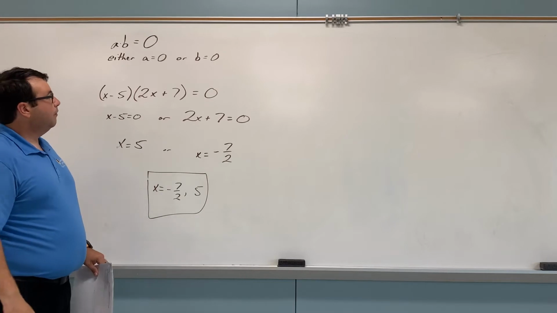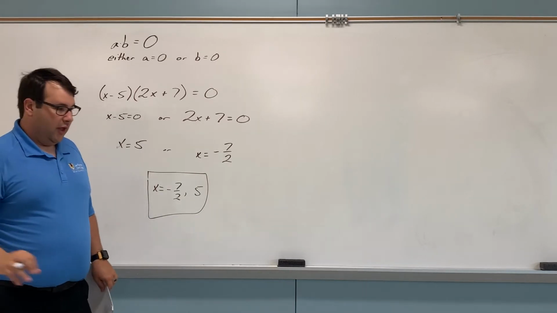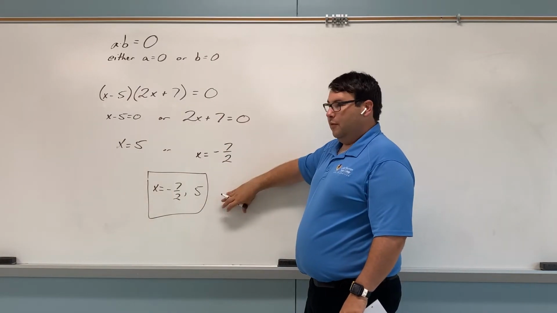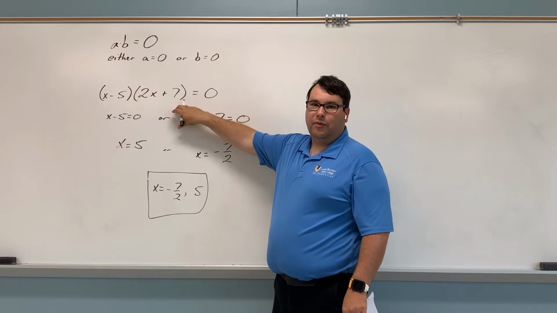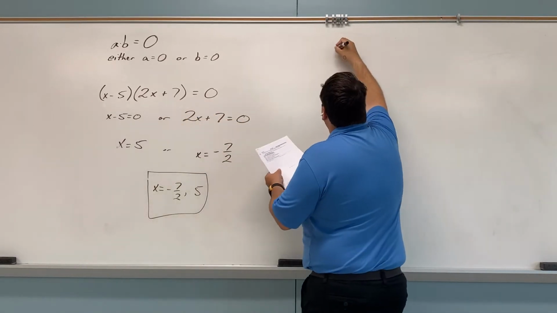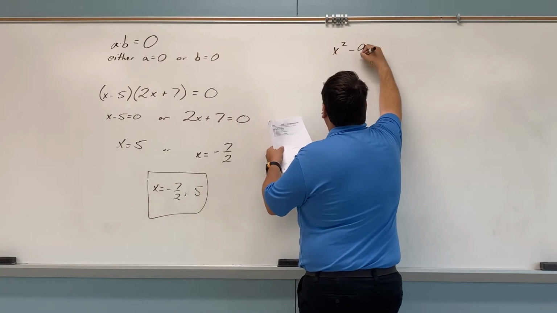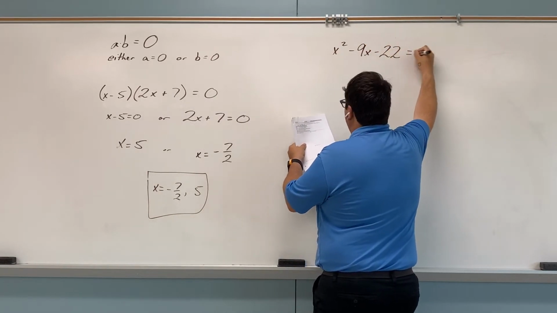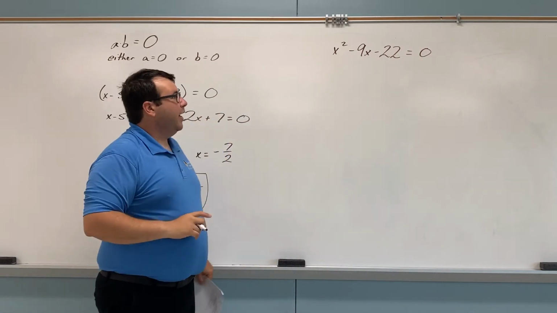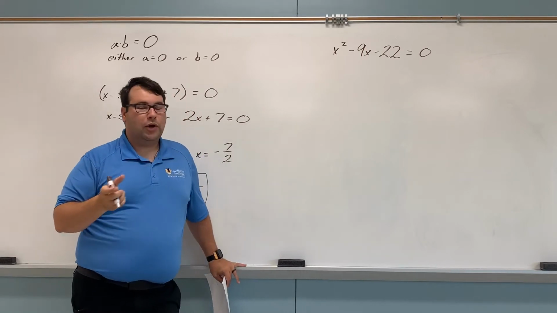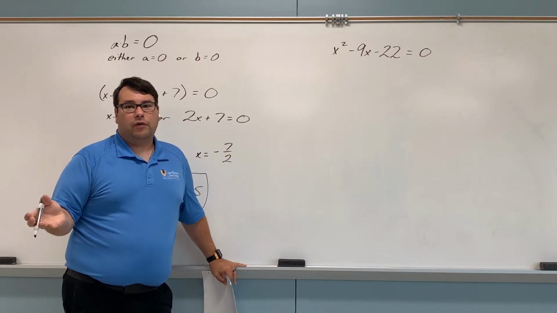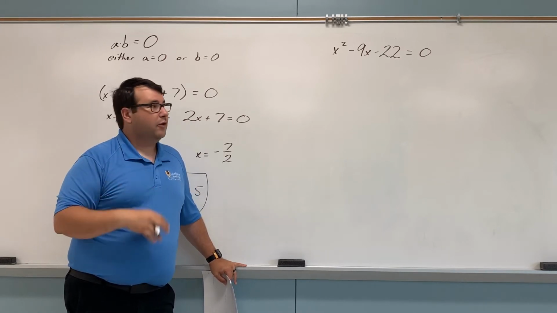And that's it. That is the whole concept of solving a quadratic equation by factoring. But to get here, you have to have your quadratic equation factored. So let's do a little practice. Let's say I have a problem: x squared minus 9x minus 22 is equal to 0. As it is right now, this particular trinomial, this quadratic, is not factored. So I have to do a little bit of work here. I have to factor this down.